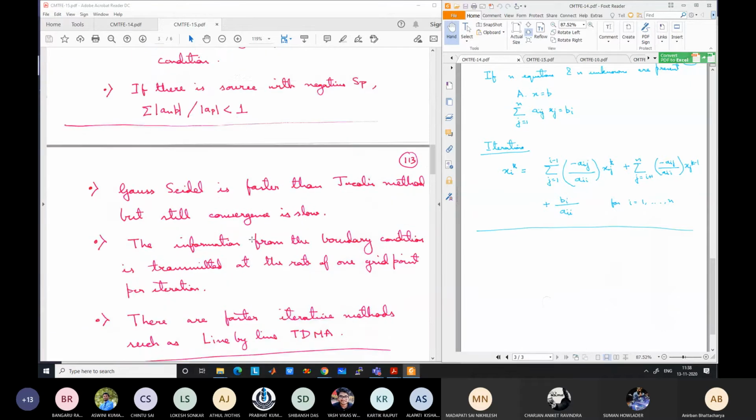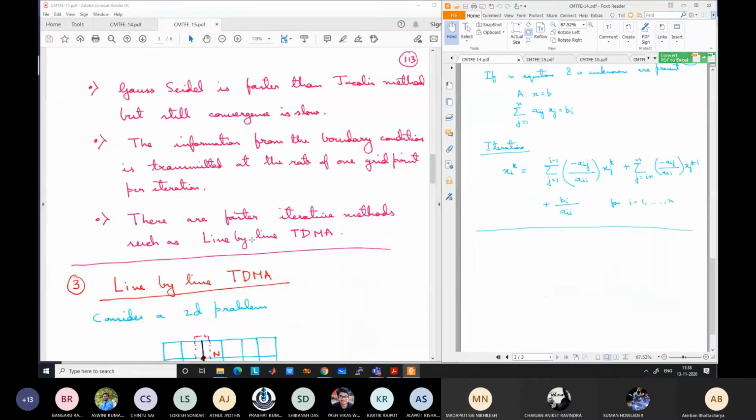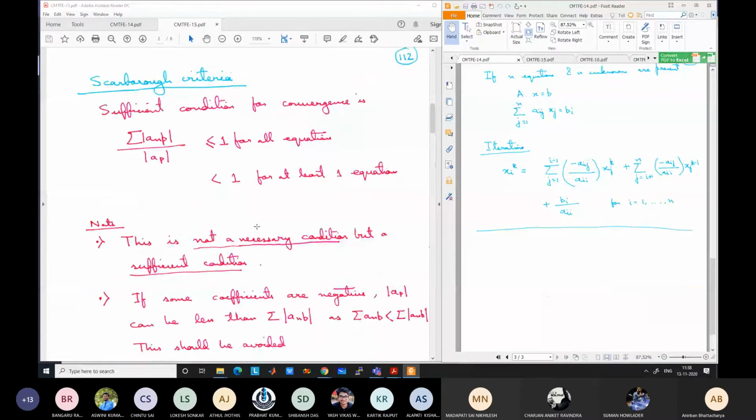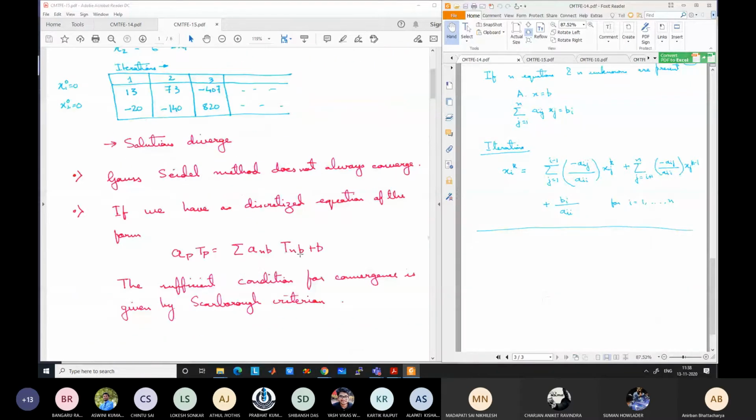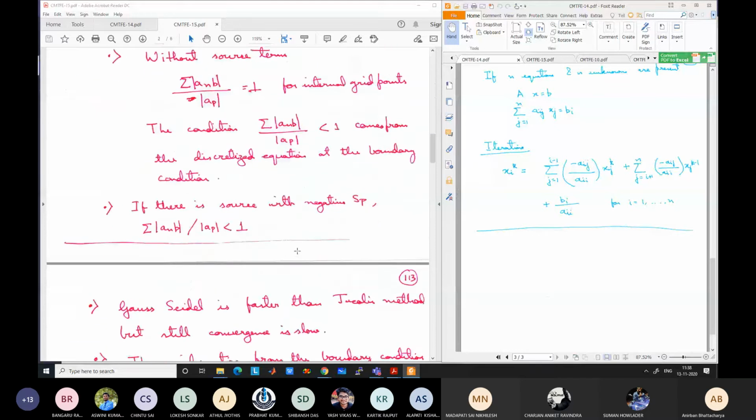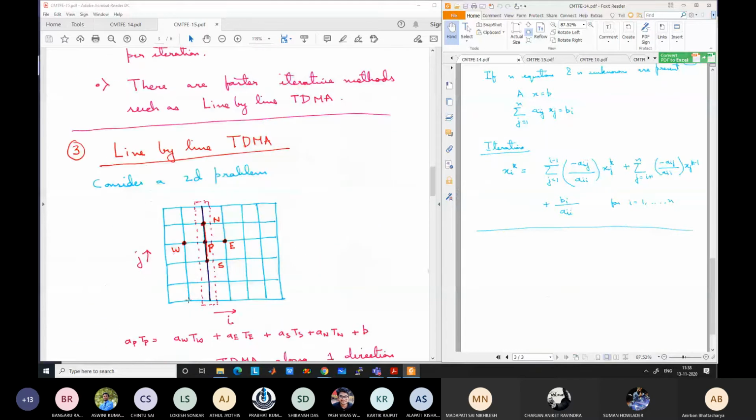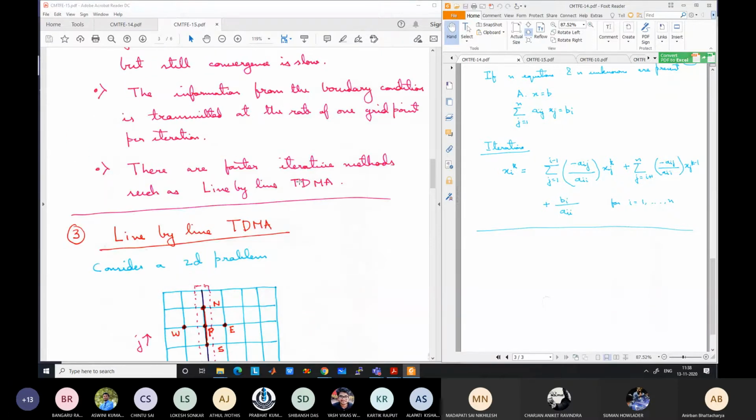In actual cases, when you have this form, APTP is equal to summation of A nb T nb. When solving for the grid point adjacent to the boundary, say this grid point, this value and these values are taken into account, and this information is used for calculating the new value. So the boundary information is directly used for calculating the new value. But for the next value, the boundary condition is not directly used, only indirectly. So it takes a lot of time for the boundary information to pass to the internal grid points.